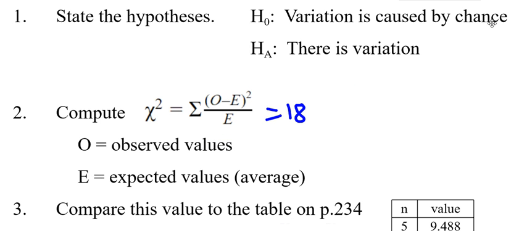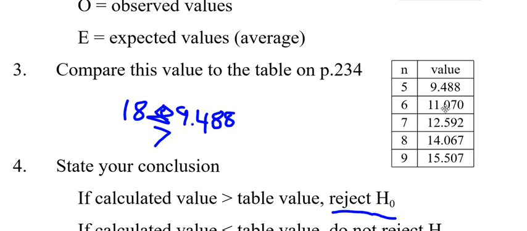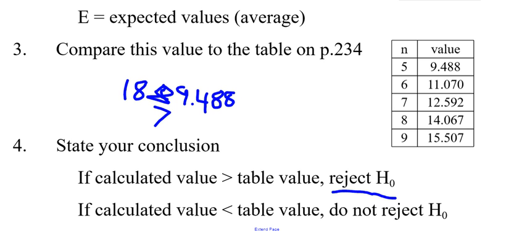So just a review of the 4 steps of chi-squared testing. State the hypotheses. The nice thing is they're always the same. Compute your chi-squared statistic. It's a little tedious, but it's not too bad. Take a look at what you have compared to what's in the table. And if what you have is greater than the table, like we had, reject H sub O. If it's less than what's in the table, do not reject H sub O.